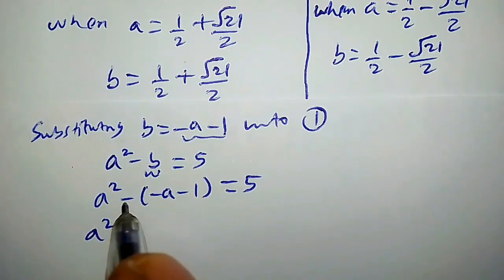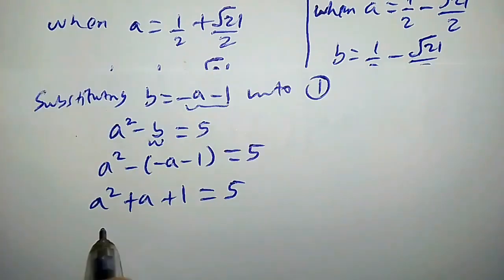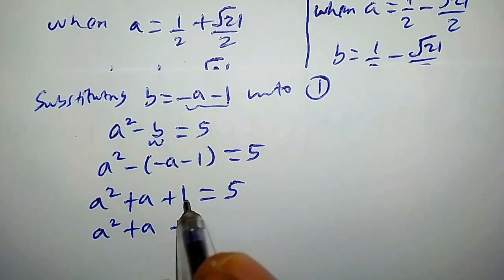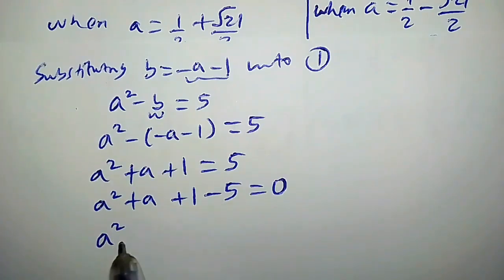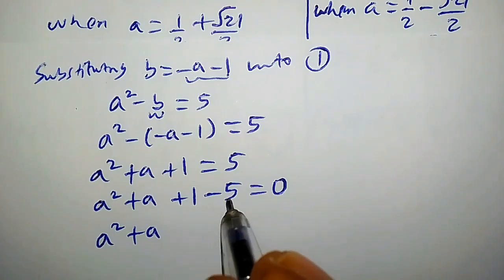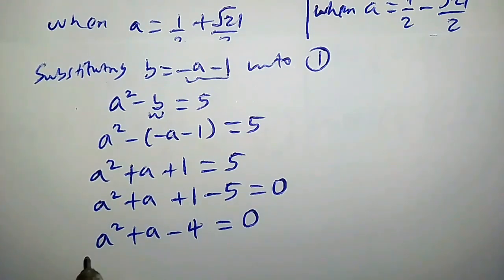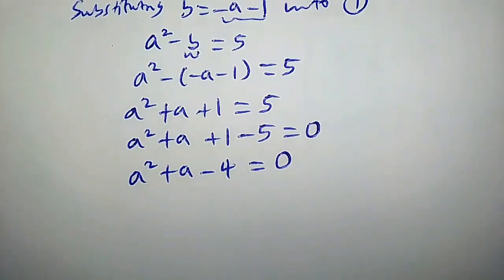A square, minus times minus A, that is plus A, minus times minus 1, that is plus 1, equal to 5. A square plus A plus 1 equal to 5. When 5 comes to the left hand side, we have minus 5 equal to 0. A square plus A, 1 minus 5, that is minus 4, equal to 0. We have another beautiful quadratic equation, and we can solve it using the quadratic formula.